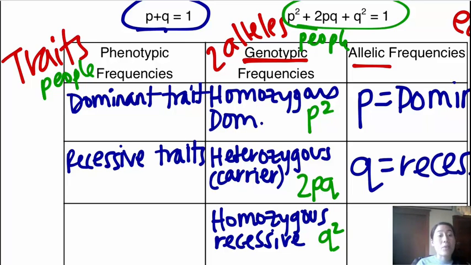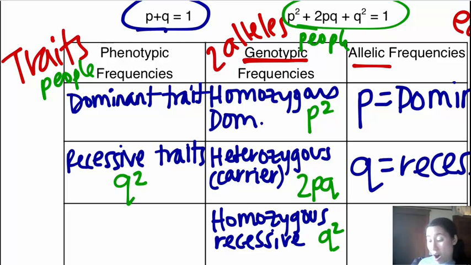All right, now using what we know about genetics, recessive traits, the only way you can get a recessive trait is if you are homozygous recessive for the genes, if you have 2 recessive alleles. So in that case, you would be q squared. That is the only way you can get the recessive trait.